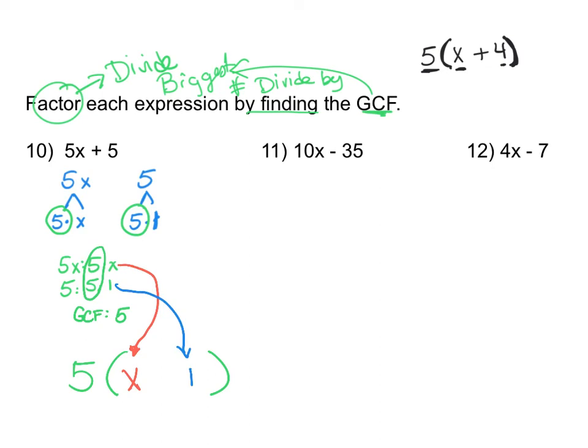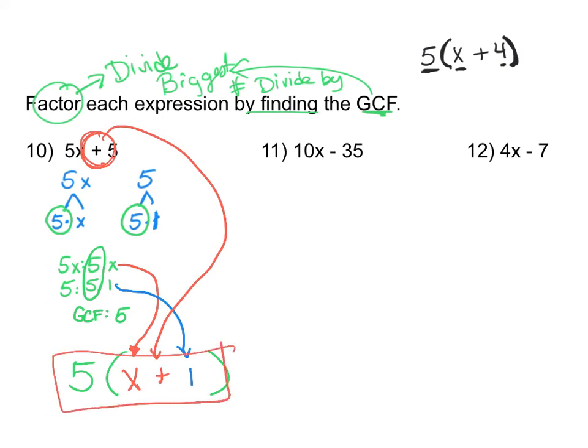Then determine what operation is right here. So that plus is going to go down into here. Okay, and that is your final answer for factoring. This next one, I have 10x. So this is 5 times 2 times x. Then I have 35. That's 5 times 7.